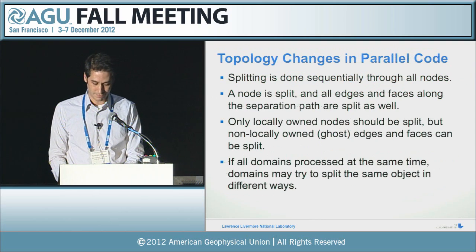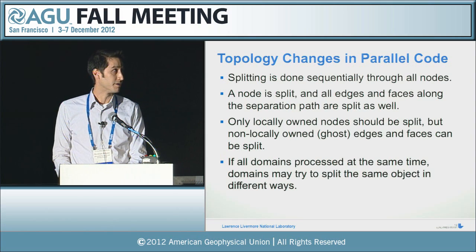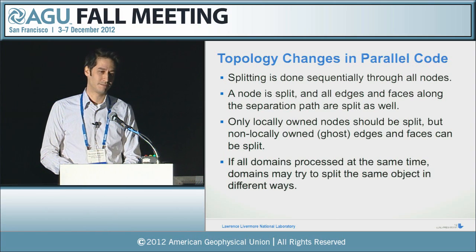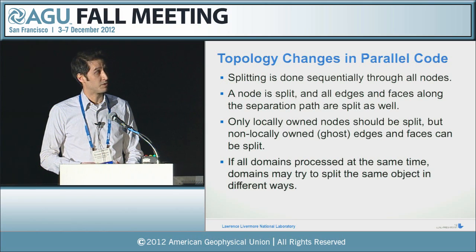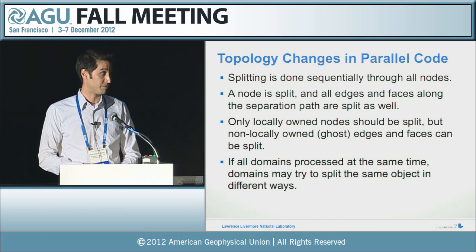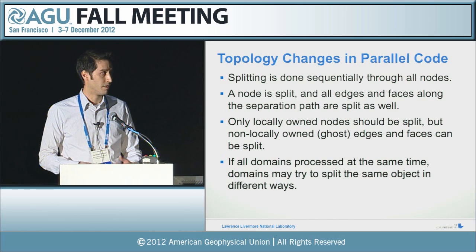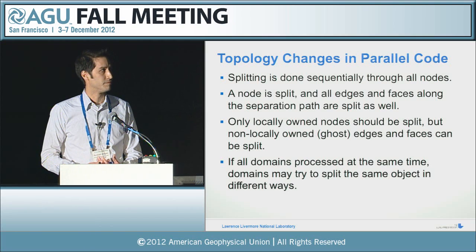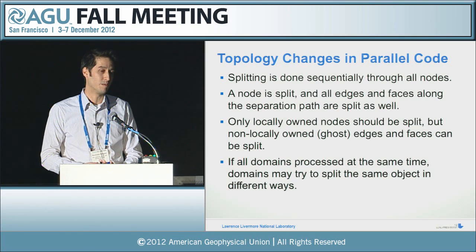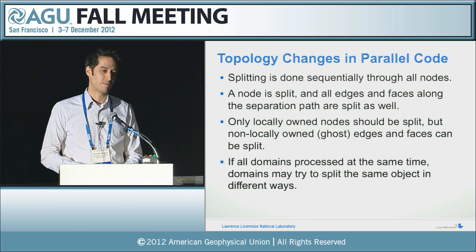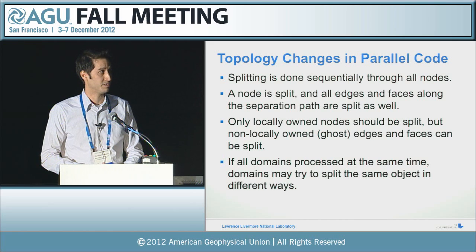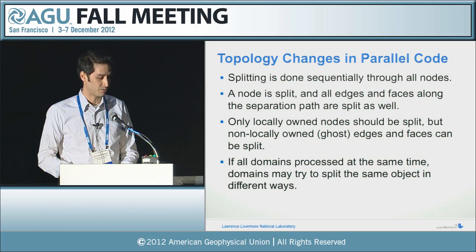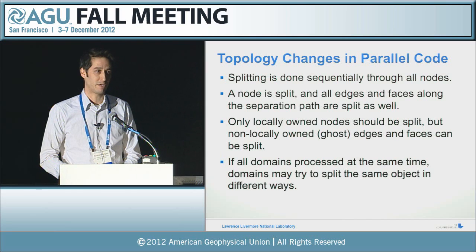Okay, real quick note, this is going to get a little bit computational here. Topology changes in a parallel code. So when you're doing mesh splitting in a parallel code, you're presented with significant challenges. If you do the splitting sequentially through all the nodes, when you split a node, all edges and faces along the separation path are split as well. When you're doing parallel communications, you have the concept of ghost and local objects. The problem is you can split your local nodes, and then you would be required to split your non-local ghost edges and faces. And if those are split on the other domain, your neighbor domain, at the same time, you can split them in different ways, which would mean you basically have an inconsistent topology across the mesh boundaries.